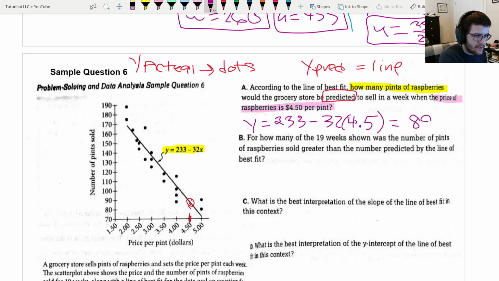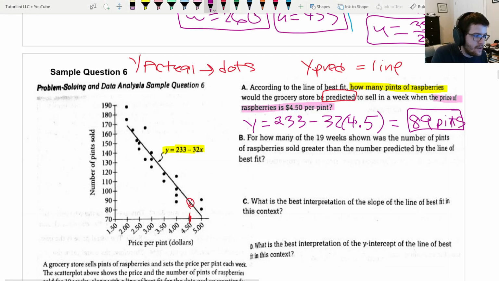89. Great. So we were really close. So 89 pints would be sold, and that is the correct answer. Great, so make sure you understand this very important distinction, even though it wasn't too important for this question, that the predicted y values come from the line. You can use either the line on the picture or the equation. And the actual y values come from the dot.